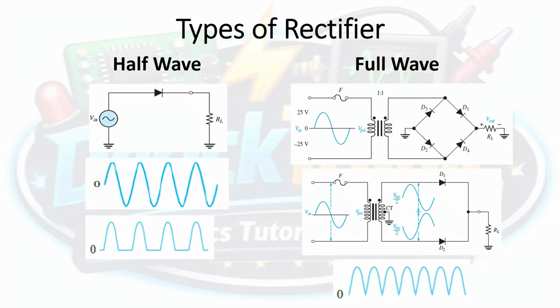How is a center tap transformer implementation doing that? During the positive half cycle, diode 1 is in forward bias. Diode 2 is in reverse bias. Therefore, the current coming out of that transformer will pass through diode 1 and through the load resistor, going to ground.